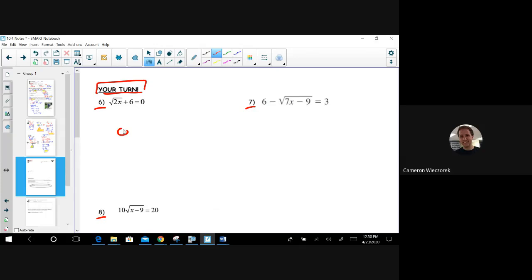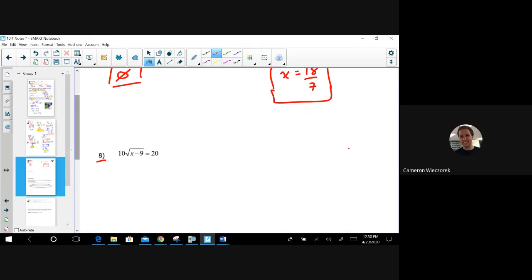Okay, so for number 6, you should have gotten no solution. For number 7, you should have gotten 18/7. Okay, fractions could be possible as your answer for these. And number 8, you should have gotten x equals 13.